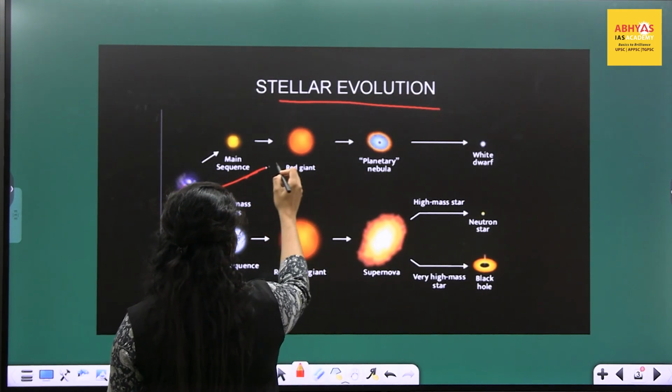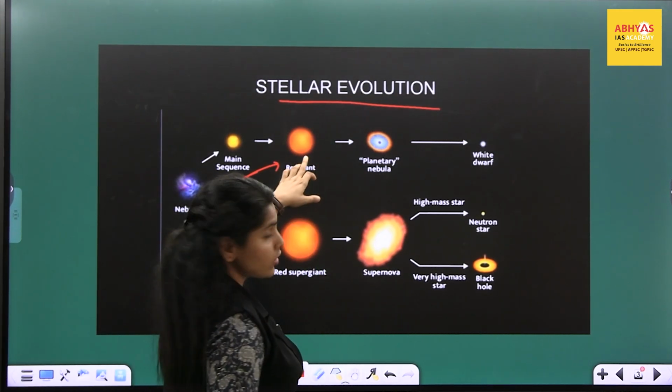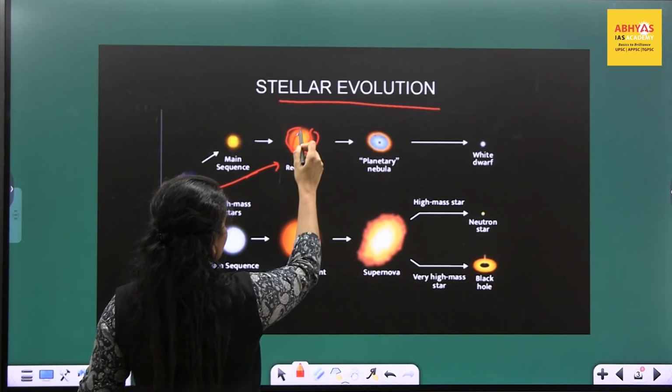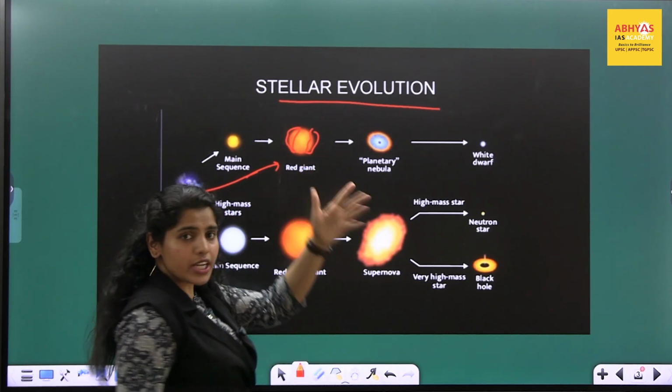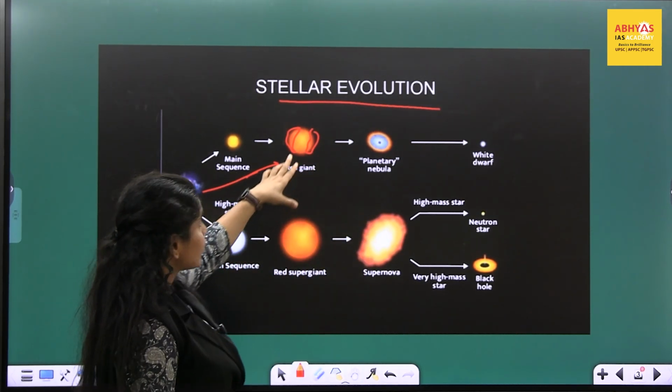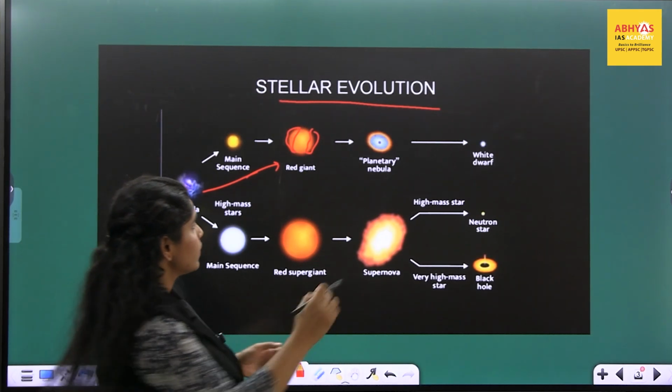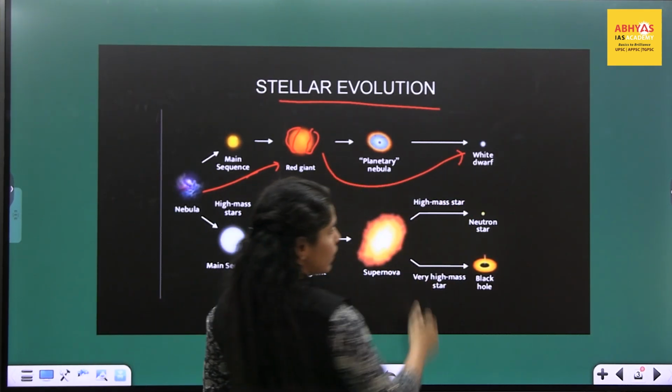From nebula it started its journey towards the red giant. So red giant, as I said, it is the periphery which is doing the work. Eventually the outer shell collapses and the core will collapse due to the gravitational force into a dense ball. Then that we call white dwarf.